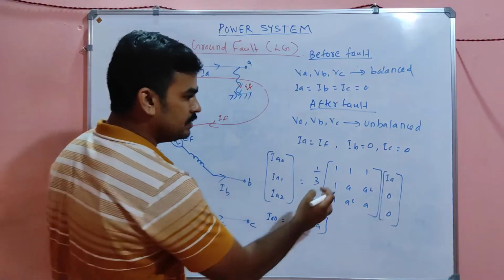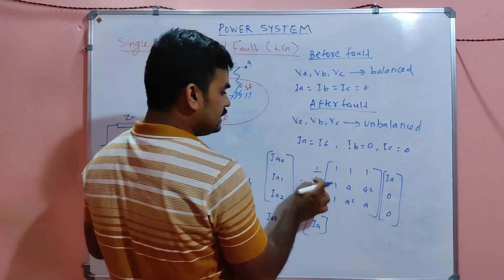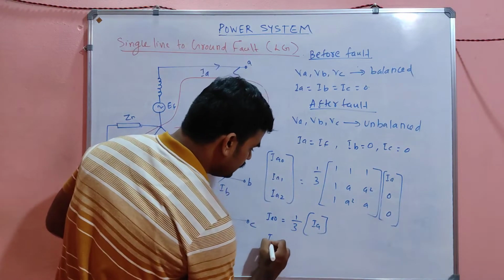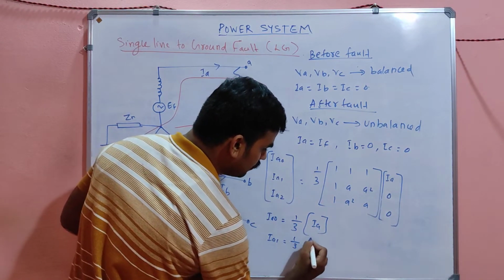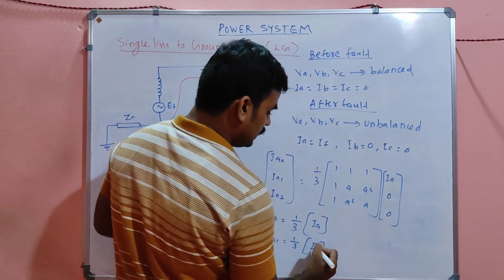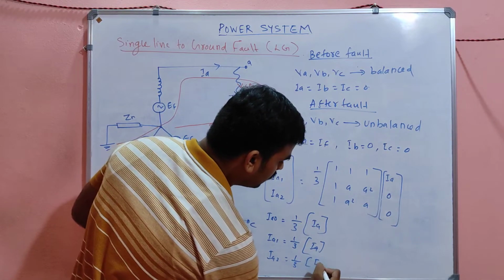Correct? Is there any other matrix? No. IA0 is equal to 1 by 3 into this plus this into this into 0. And what is IA1? Again 1 by 3 into IA. And what is IA2? 1 by 3 into IA.